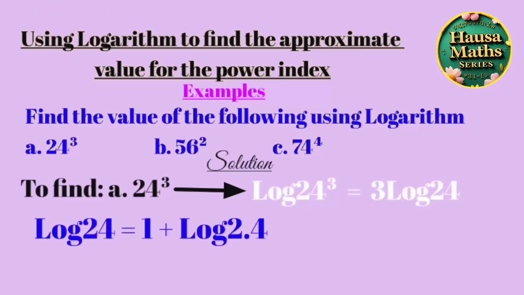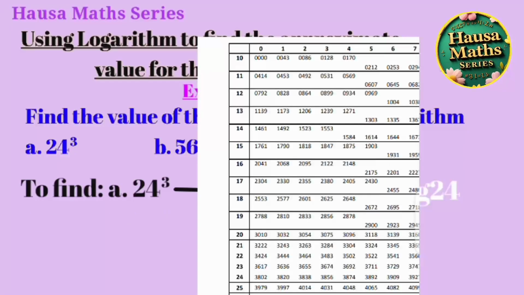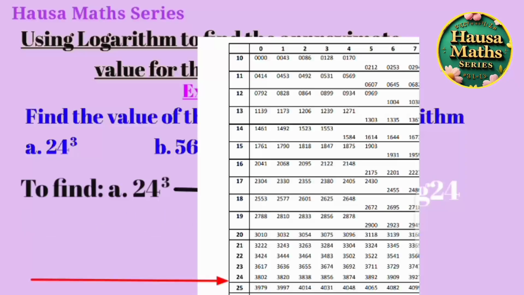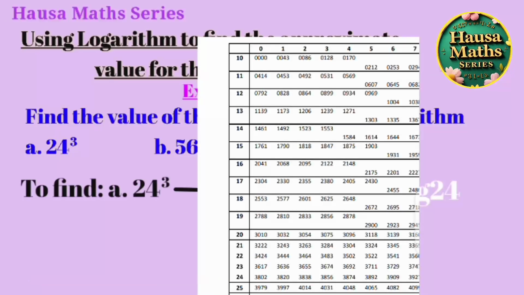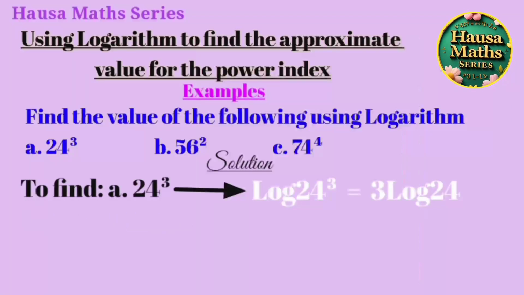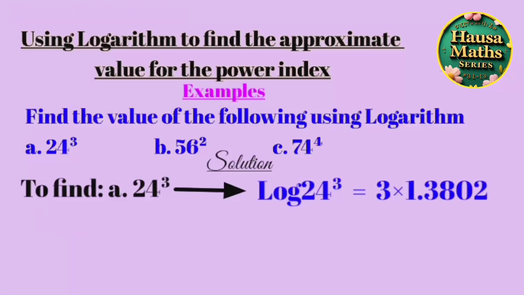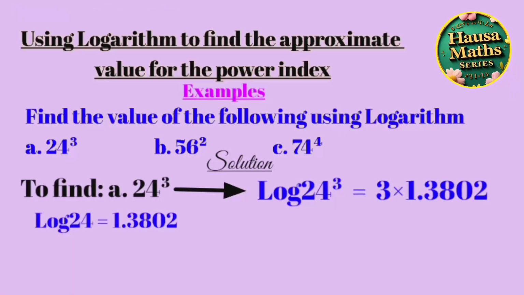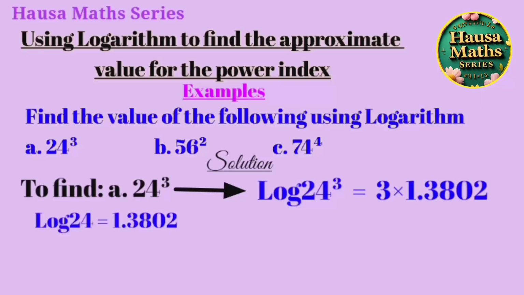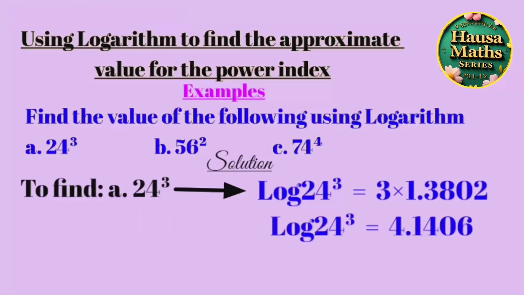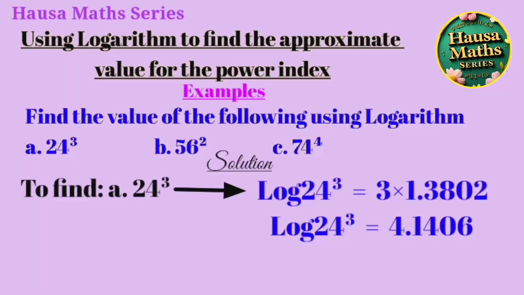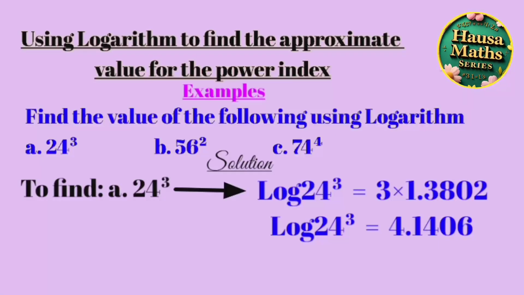After converting 24 to standard form, we find log of 10 raised to power 1 is 1. Then we look for 24 under 0, which means log 2.4. It is 0.3802. So we replace log 2.4 with 0.3802, and we have 3 times 1.3802. If we multiply it, it will be 4.1406.